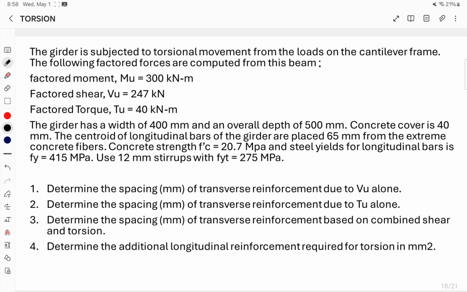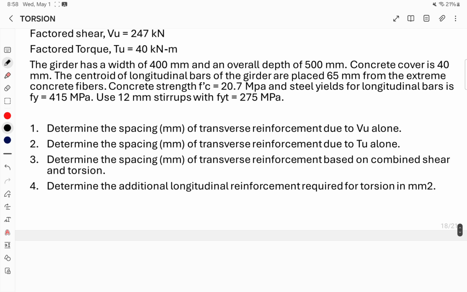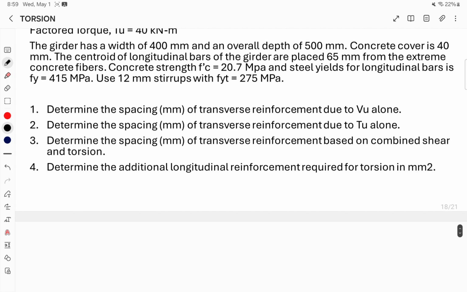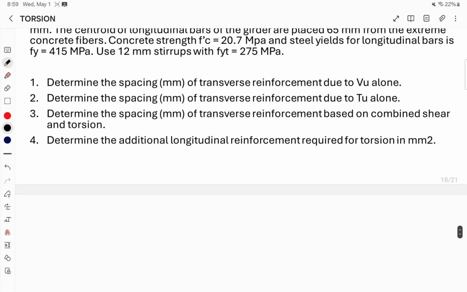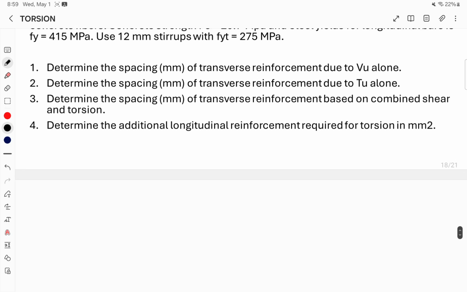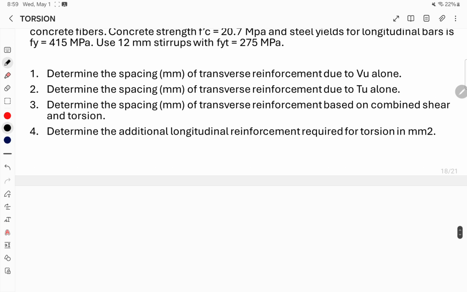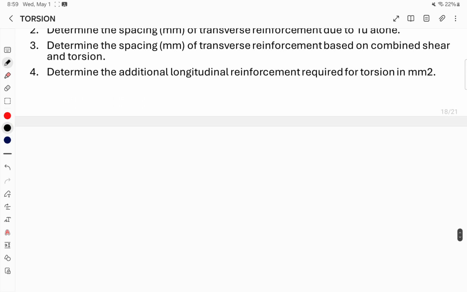The girder has a width of 400 mm and an overall depth of 500 mm. The concrete cover is 40, and the centroid of the longitudinal bars is 65 mm from the extreme concrete fibers. The f'c is 20.7, the fy is 415, and for the stirrup we have 275 with 12 mm diameter. First, we have to determine the spacing of the transverse reinforcement due to Vu alone, or the stirrup spacing.